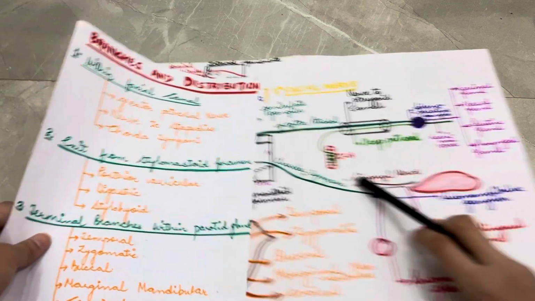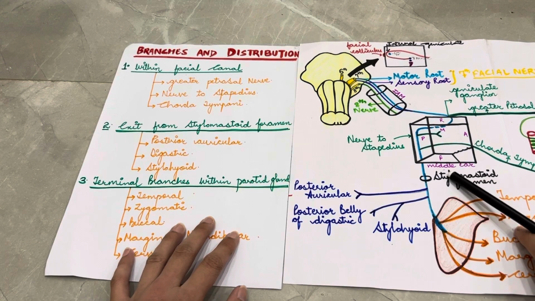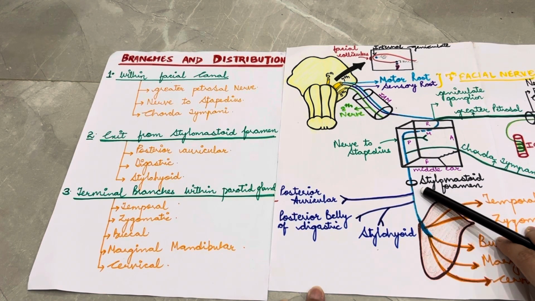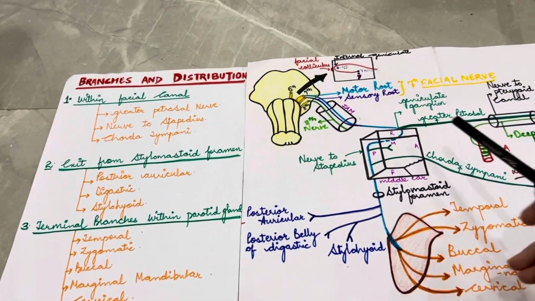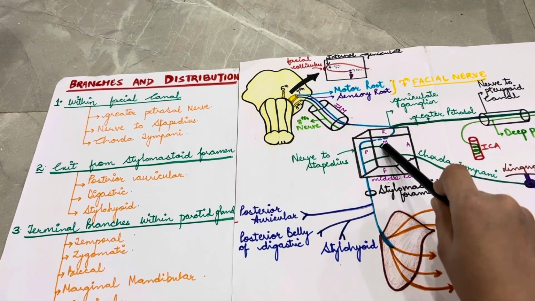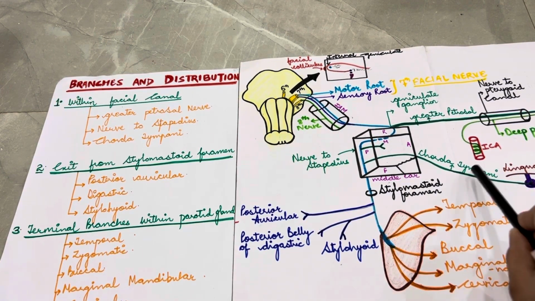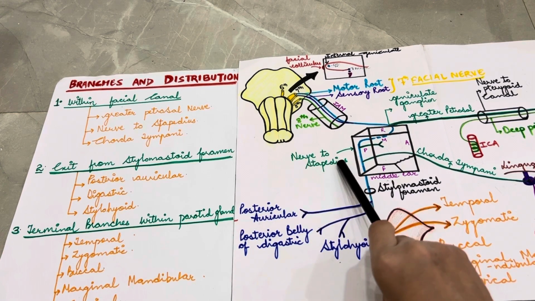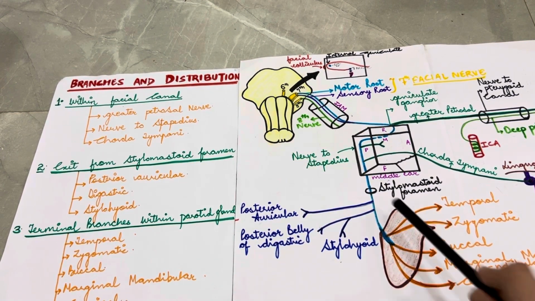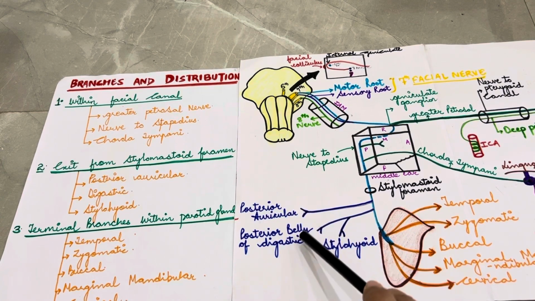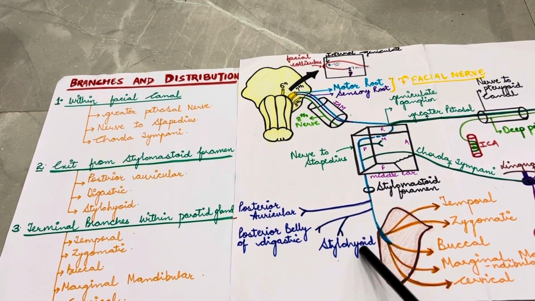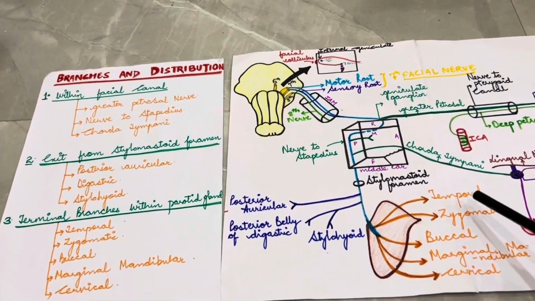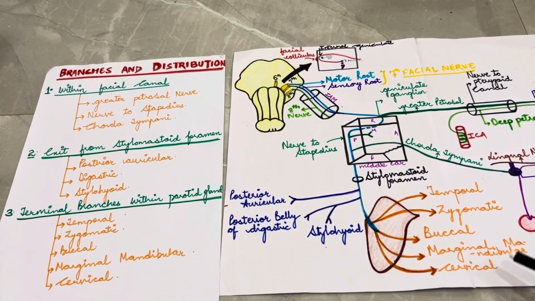Next, we'll see its branches and distribution. Within this facial canal, it gives the greater petrosal nerve, the nerve to stapedius muscle, and the chorda tympani. As you can see over here, one is the greater petrosal nerve, the nerve to stapedius, and this is the chorda tympani, which is parasympathetic in nature. And it exits from the stylomastoid foramen, giving muscular branches to the posterior auricular, the posterior belly of digastric and stylohyoid. And the terminal branches within the parotid gland are supplied to the temporal, zygomatic, buccal, marginal mandibular and cervical.